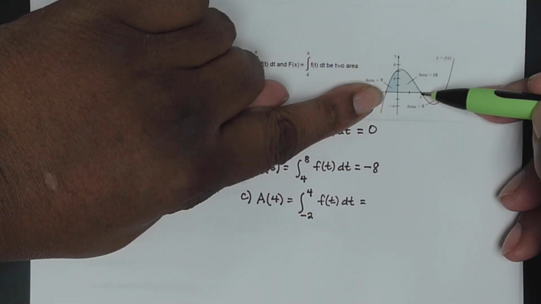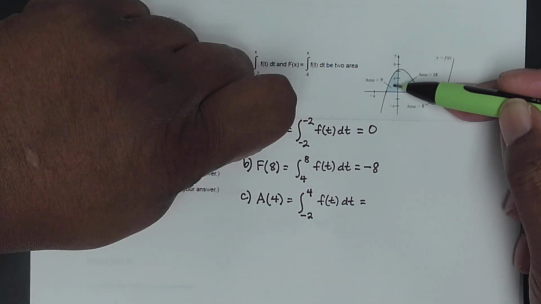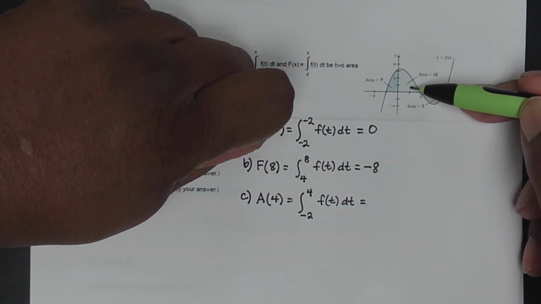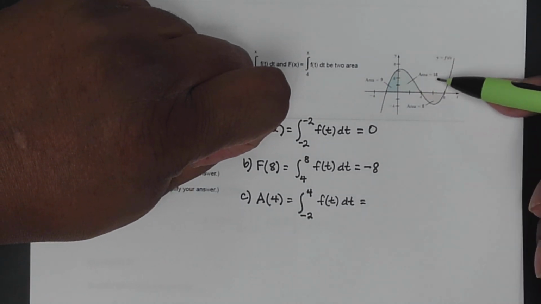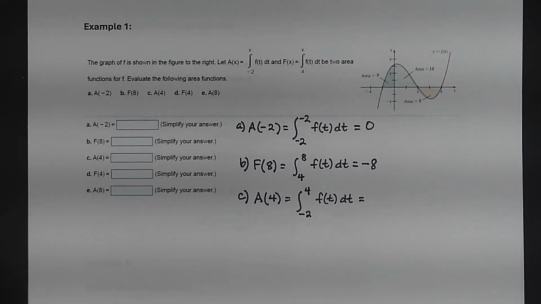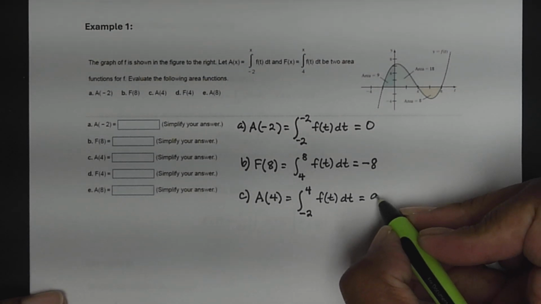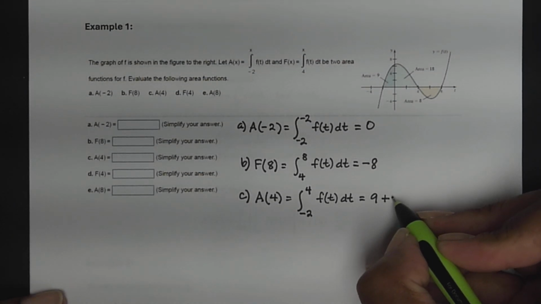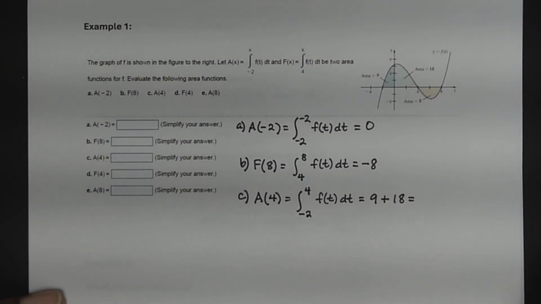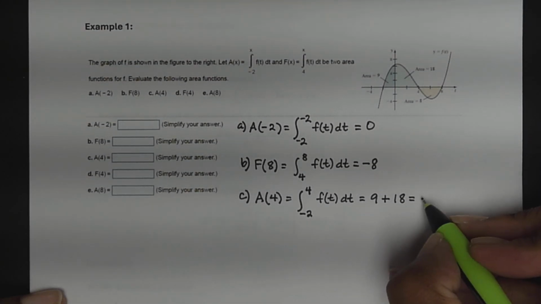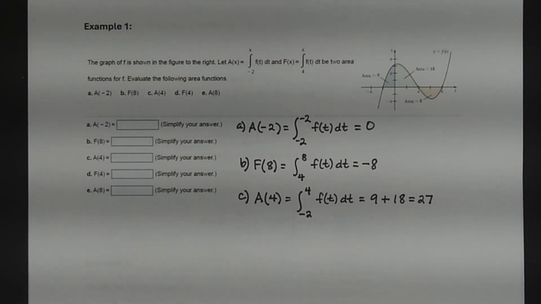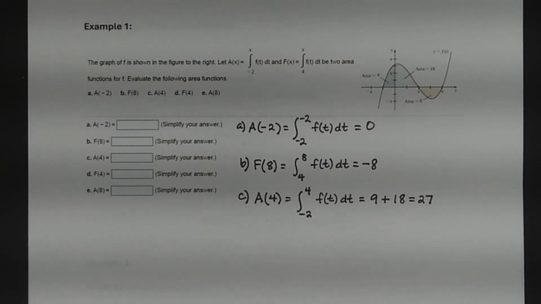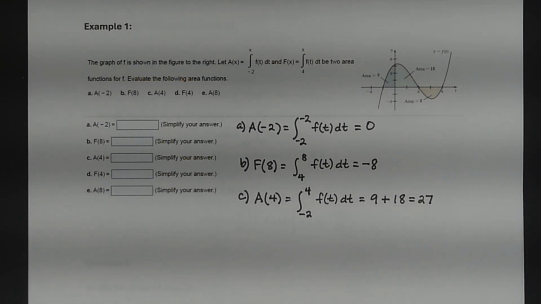So now we've got two areas that we're going to be dealing with: this area that's in blue and this area that's in light green. That area there is 9, and then we have another area that's going to be 18. They're both above the x-axis, so they're going to be positive values here. So if we add 9 and 18 together, you'll get 27. So A of 4, the integral from negative 2 to 4 of f of t dt, will be 27.